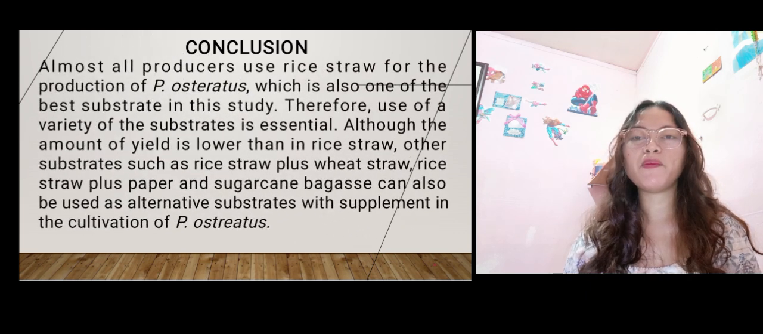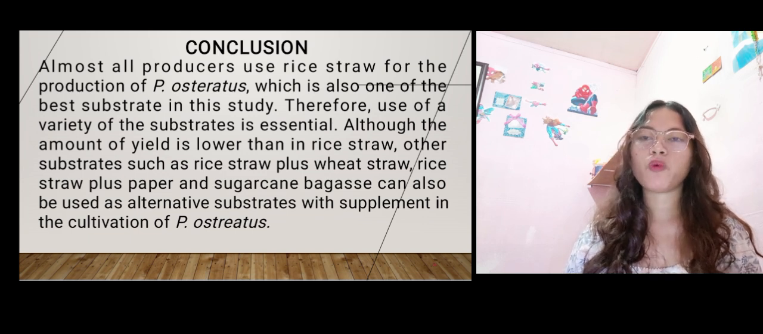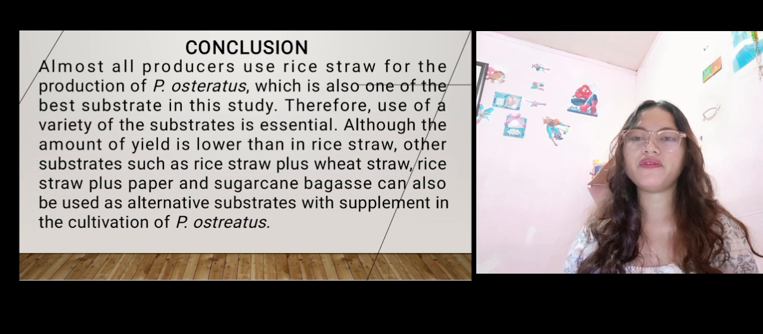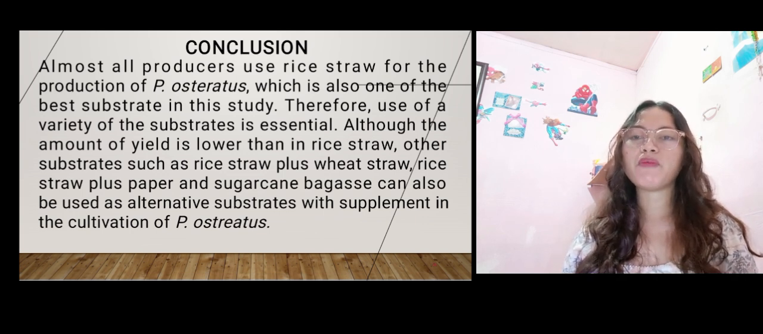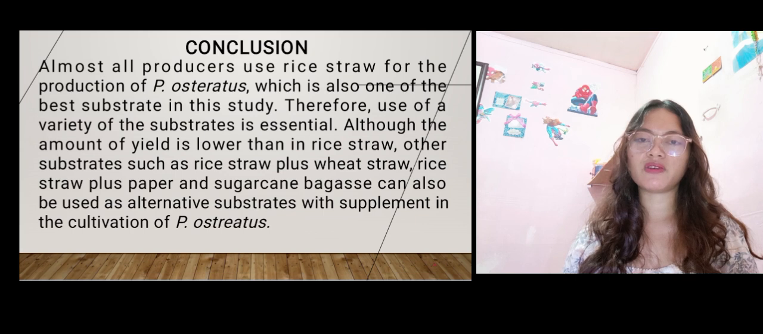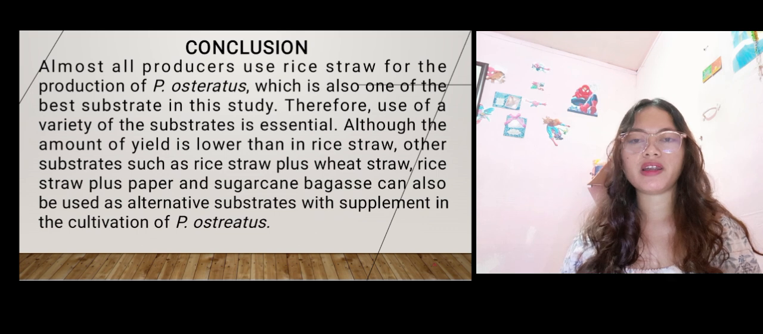Almost all producers use rice straw for the production of Pleurotus ostreatus, which is also one of the best substrates in the study. Therefore, use of a variety of substrates is essential. Although the amount of yield is lower than in rice straw, other substrates such as rice straw plus wheat straw, rice straw plus pepper, and sugarcane bagasse can also be used as alternative substrates with supplements in the cultivation of Pleurotus ostreatus.